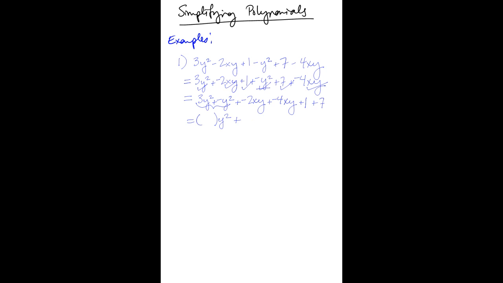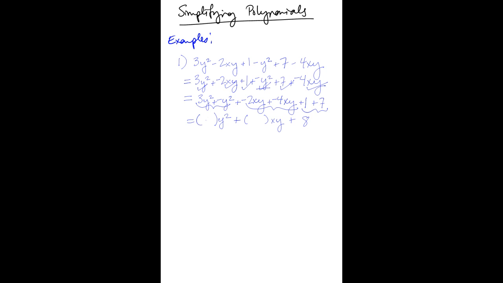And then these two terms are like terms because they both have xy's in them. The variable part is just xy, so I know I'm going to get something times xy. And these two terms are just numbers, so these I can even go ahead and add together. I know I'm just going to get 1 plus 7, which is 8.